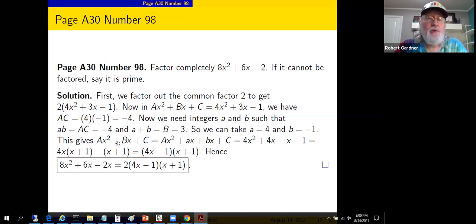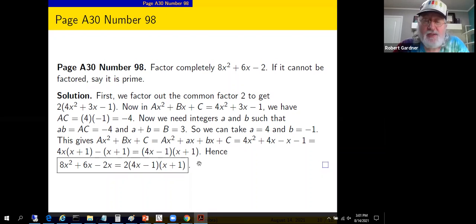Factor that out, leaving a 4x from this piece, a -1 from this piece to produce 4x minus 1 times the common factor x plus 1. Distribute back and you'll see that this is true. So now we factored, and so these are first degree polynomials.